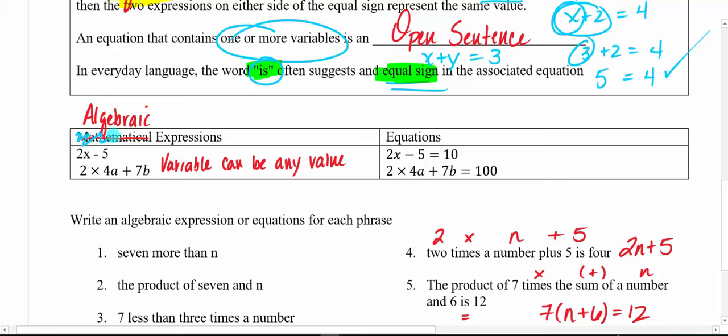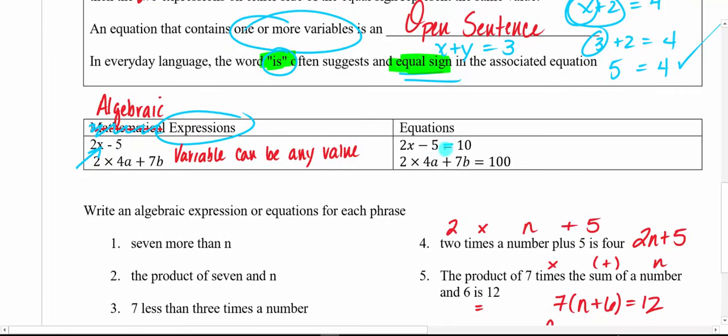Algebraic expressions. 2x plus or minus 5, or 2 times 4a plus 7b. These we would refer to as all expressions. Okay, no equal signs there. The variable in these cases can be anything. I can plug any value for x because it's not equal to anything. So it can just continually change. However, as soon as we add an equal sign, like these equations over here, x becomes something very specific.